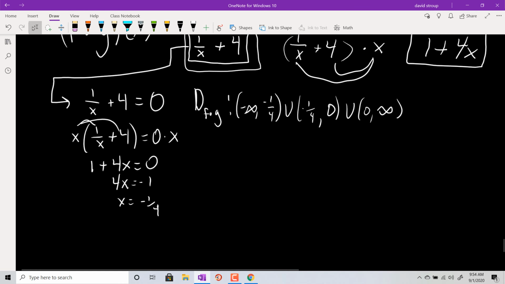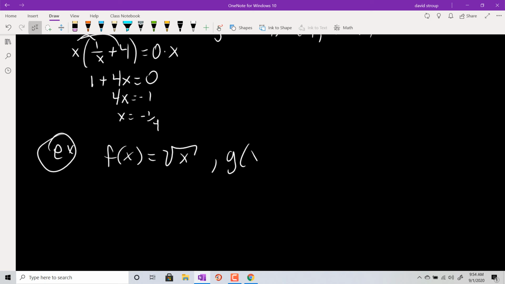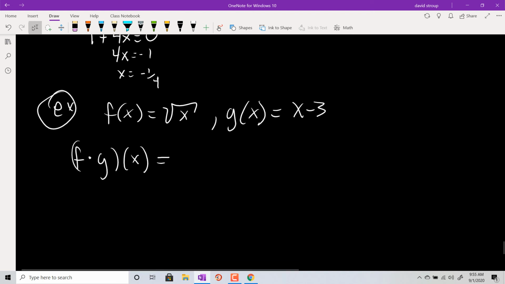Anyways, let's look at one more, and then we'll move on to the last topic. So we have f of x equals square root of x, and then g of x equals x minus 3. So first, let's look at f of g of x. And let's just see what it is, right? Let's not bother with the domain yet. I'm putting g of x inside of f of x. So I have square root of x minus 3.